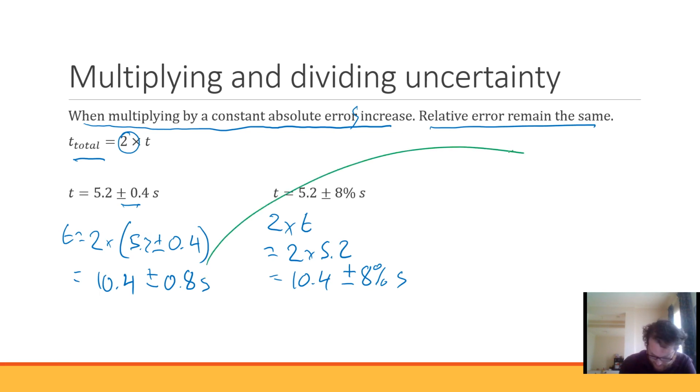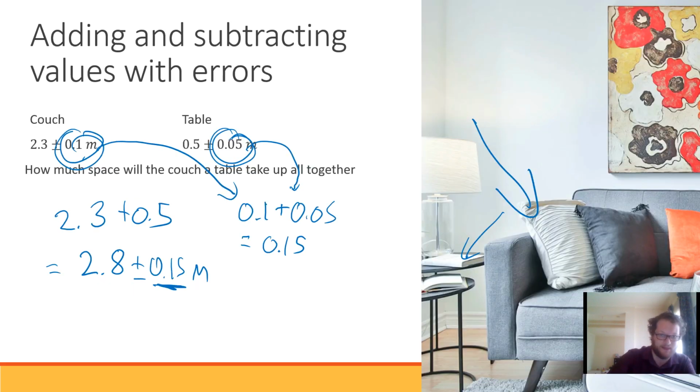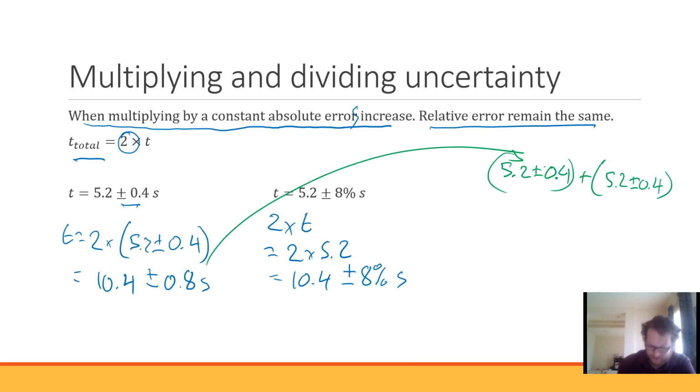Let's take this over here. You could think about this as, instead of multiplying by 2, we're taking 5.2 plus or minus 0.4, and we're adding that to 5.2 plus or minus 0.4, and doing the same thing that we just did on the previous page. You add these errors together, so you end up with 10.4 plus or minus 0.8.